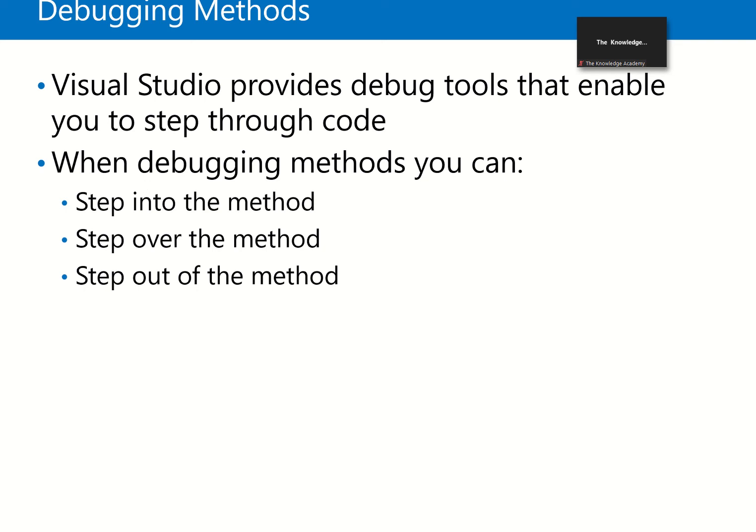Step out, on the other hand, enables you to execute the remaining code in the method. Execution will continue to the statement that called the method, and then pause at that point. So if you click step out while you're currently in the method, where you put the breakpoint inside the method, it will continue the remaining code in the method, and execution will continue to the statement that called it.